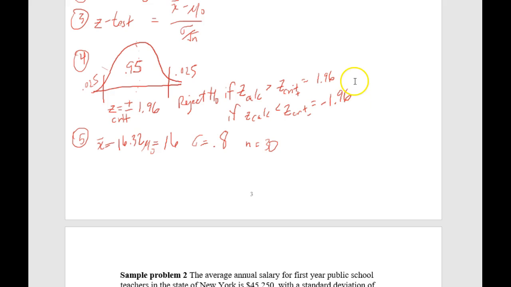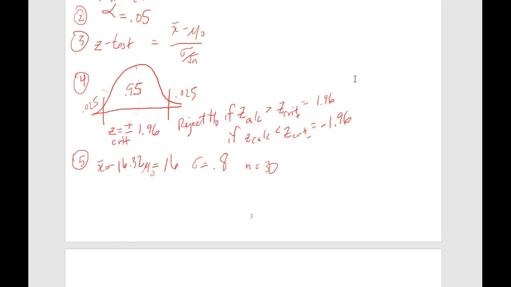Okay, and now we actually have to calculate the test statistic. The test statistic we established in number 3, right? So we're going to say z calc is equal to 16.32 minus 16, I'm just following along the formula from 3, divided by 0.8 over square root of 30. And that value is going to be 2.19. So this is z calc, 2.19 is z calc.